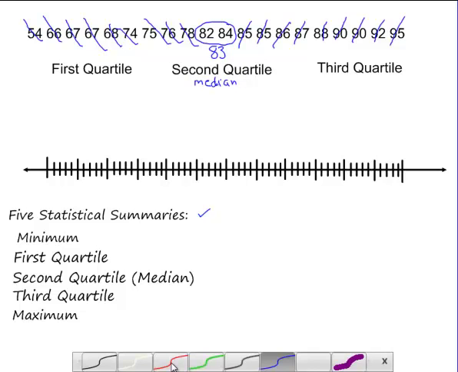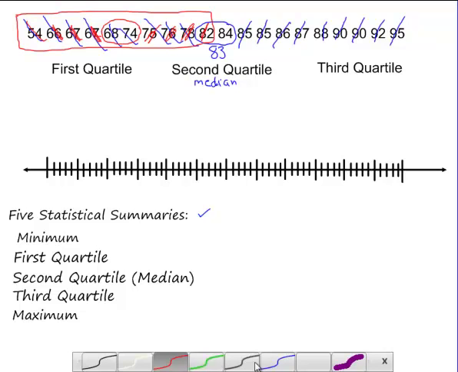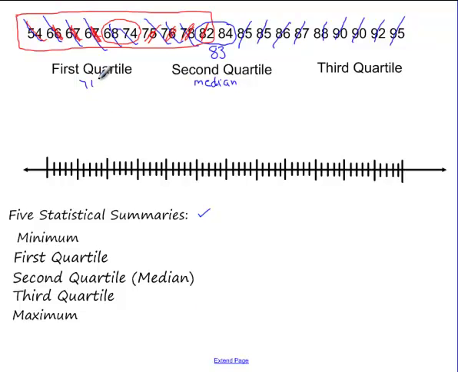Alright, my first quartile, I'm going to do the same thing, but with the lower half of my numbers. I'm going to do median again. Low, high, low, high, low, high, low, high. I'm left with these 2. And the average between 68 and 74, well, they're 6 away from each other, so that's 3. So 71 is going to be my first quartile. So get it? My first quartile is the median of the lower half. So my third quartile is the median of the upper half.